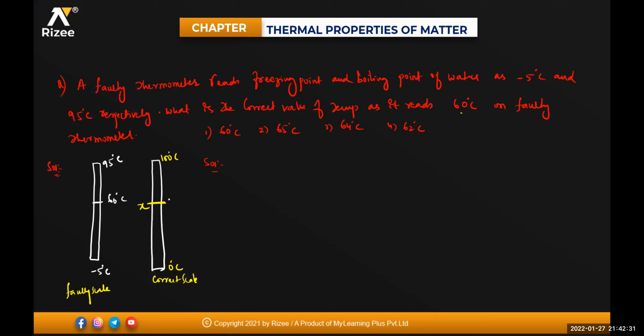This one is the Celsius scale. On the Celsius scale, it is reading 60. So this is 60 minus the lower fixed point, which is -5, divided by how much? Very good, 65. And this one is 95 minus the lower fixed point, also minus 5. That equals, say the reading on this one is X, minus the lower fixed point 0, divided by the upper fixed point 100.